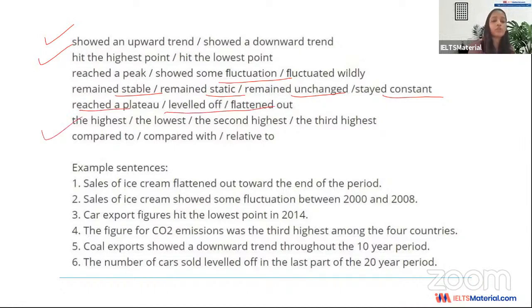So make sure that you also follow these examples just to get an idea how to implement this vocabulary. For example, sales of ice cream flattened out toward the end of the period. Now let's see the third example. Car export figures hit the lowest point in 2014. So these are some of the important expressions.